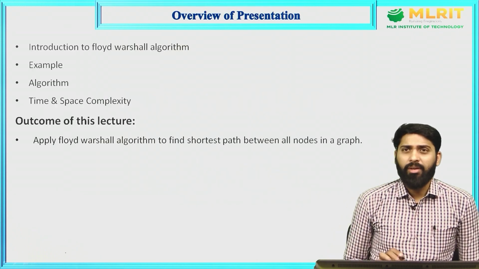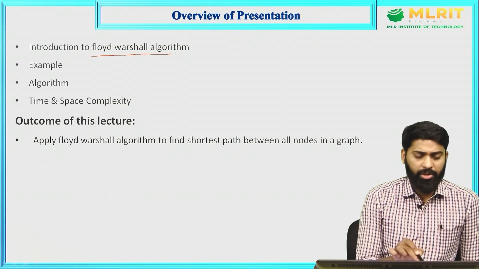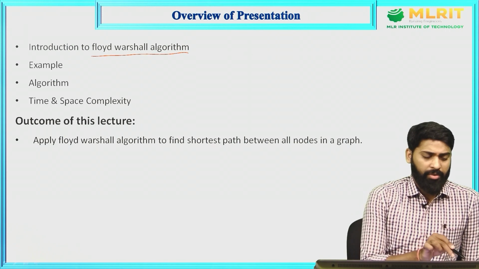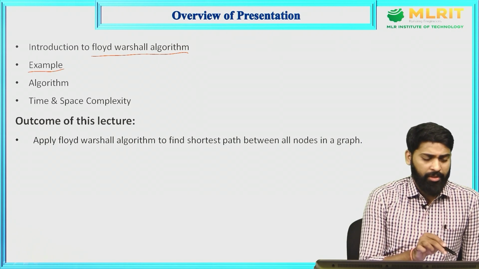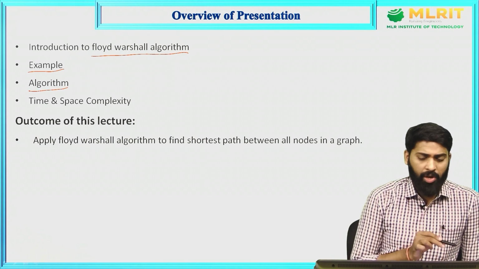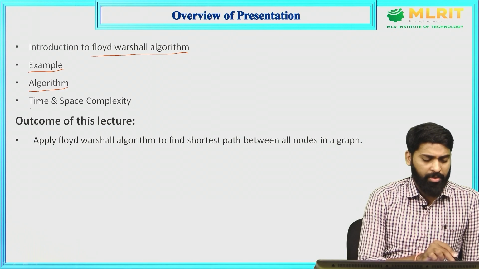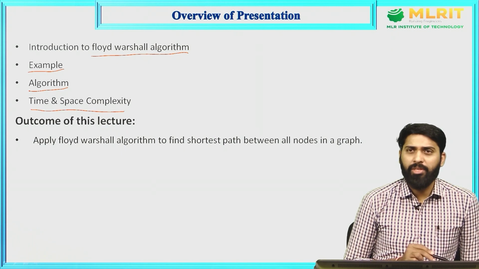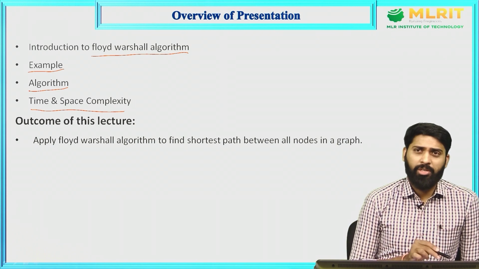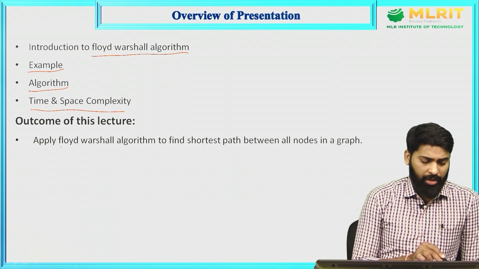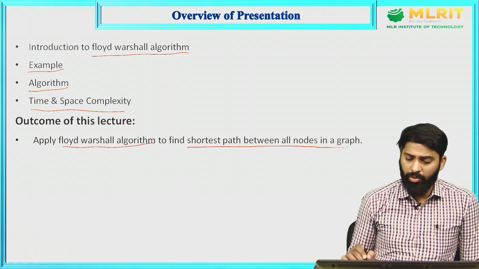Overview of the session. In this presentation, first we see an introduction to the Floyd Warshall algorithm. After that, we discuss this algorithm with one example. After the example, we see the algorithm, and finally we discuss the time and space complexity of this algorithm. Outcome of this lecture: at the end of this lecture, you will be able to apply the Floyd Warshall algorithm to find the shortest path between all nodes in a graph.